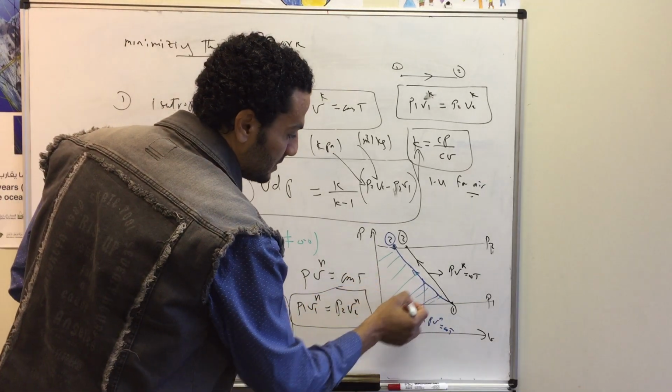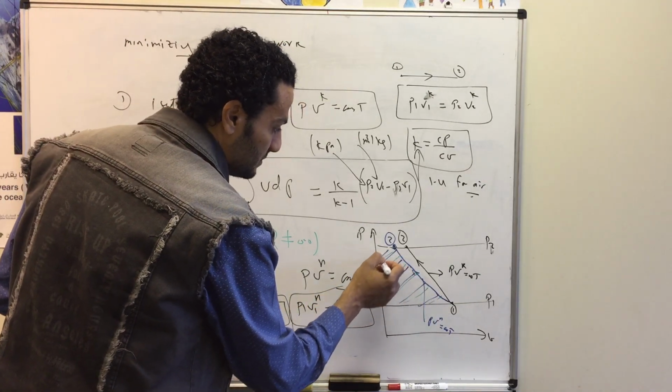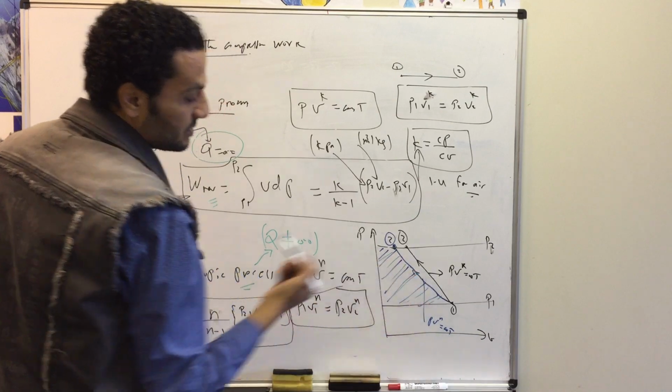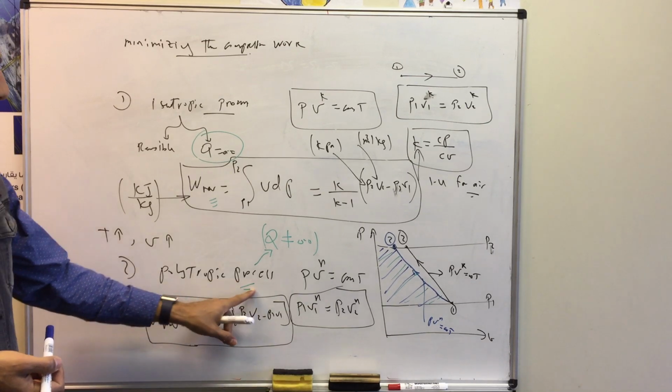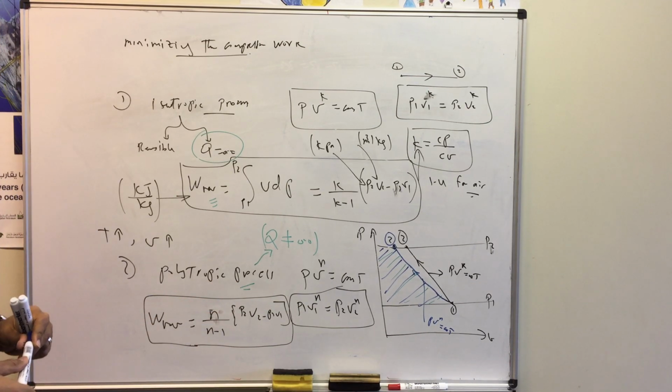So in this case, the area under the curve, which represents the reversible work, is reduced as compared to the isentropic process. So we are able to minimize the compressor work when we have what's called a polytropic process. Can we do something more to reduce this work?